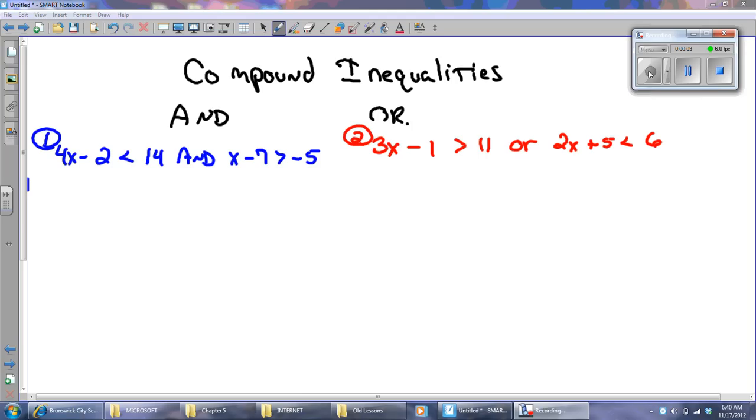Hello, algebra students. Mr. Lawrence here with your next FIP lesson, and today we're going to be talking about solving compound inequalities. That is, inequalities with two parts to them.